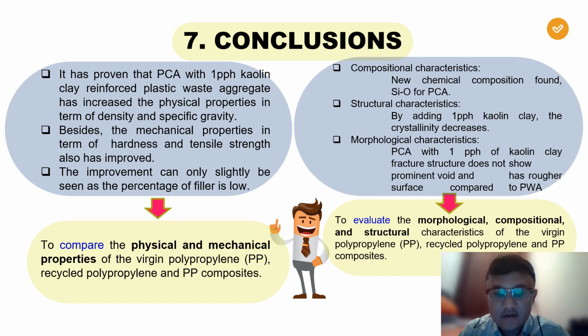Compositional characteristics. A new chemical composition has been found, which is silicon monoxide for PCA. Structural characteristic. By adding 1 pph kaolin clay, the crystallinity decreases. Morphological characteristics. PCA with 1 pph of kaolin clay fracture structure does not show prominent voids and has a rougher surface compared to PWA.